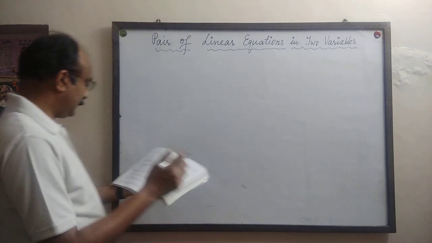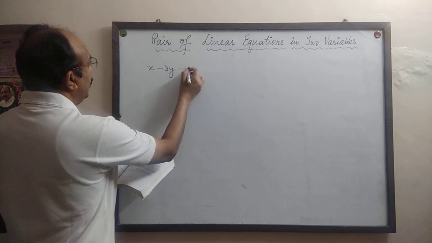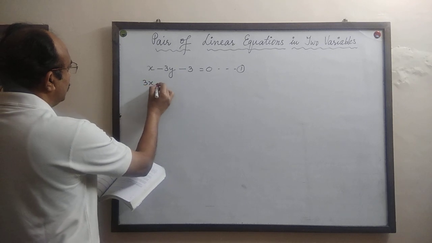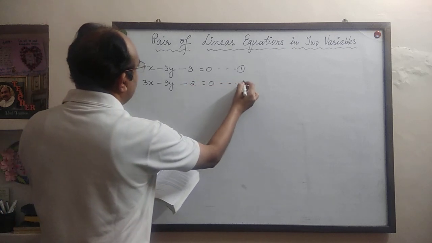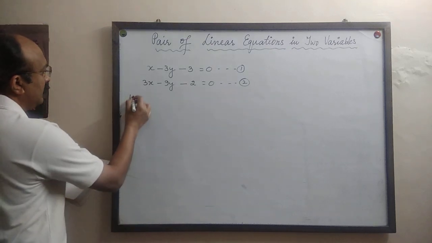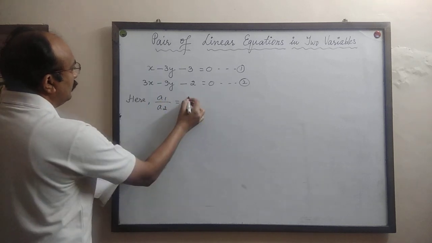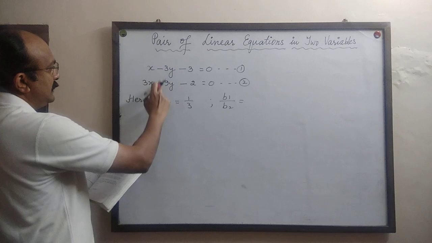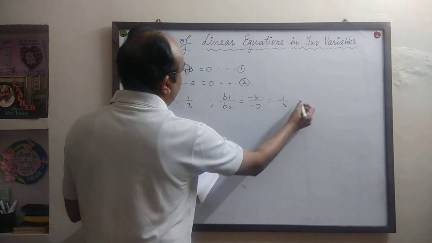Question number 1. x minus 3y minus 3 is equal to 0, equation number 1. 3x minus 9y minus 2 equal to 0, equation number 2. So first of all we have to check it. For checking we need a1 upon a2. So here a1 upon a2 equal to 1 upon 3. b1 upon b2 equal to minus 3 upon minus 9 is equal to 1 upon 3.